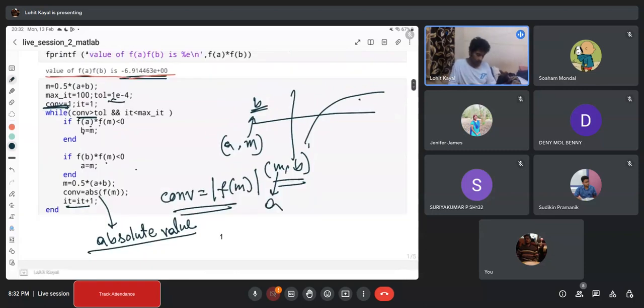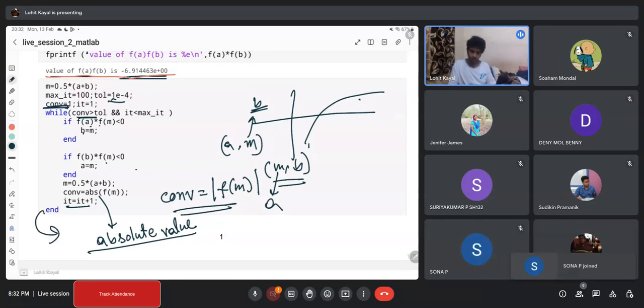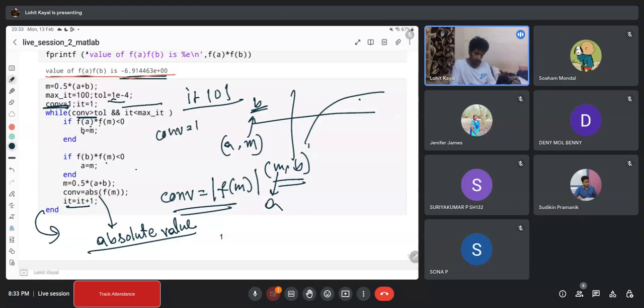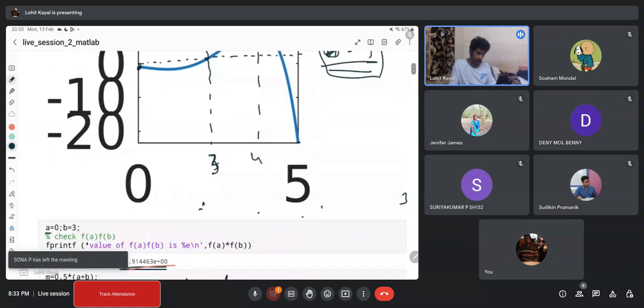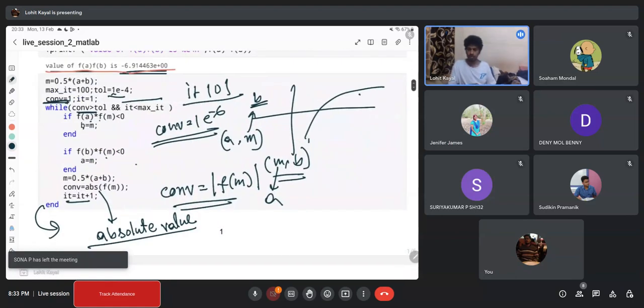And then if it has converged already, then it will go out of the loop and do something. And if it has not converged, then it will run inside the loop again and again until any of these conditions is dissatisfied. Suppose if it becomes 101, then the loop will stop. If conv becomes 1e minus 6, then again the loop will stop.